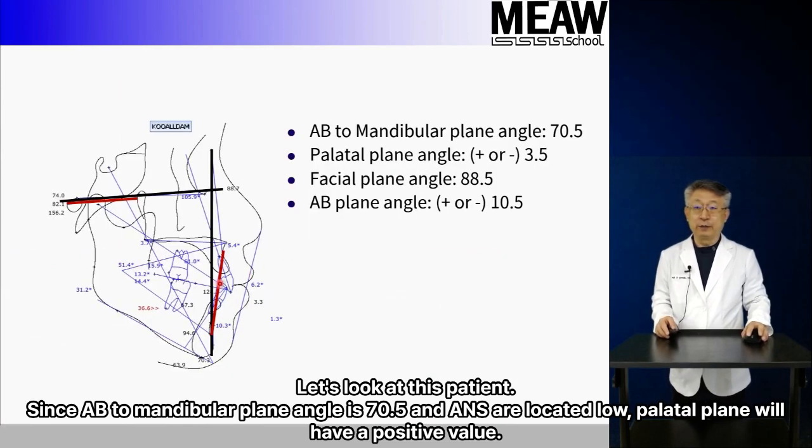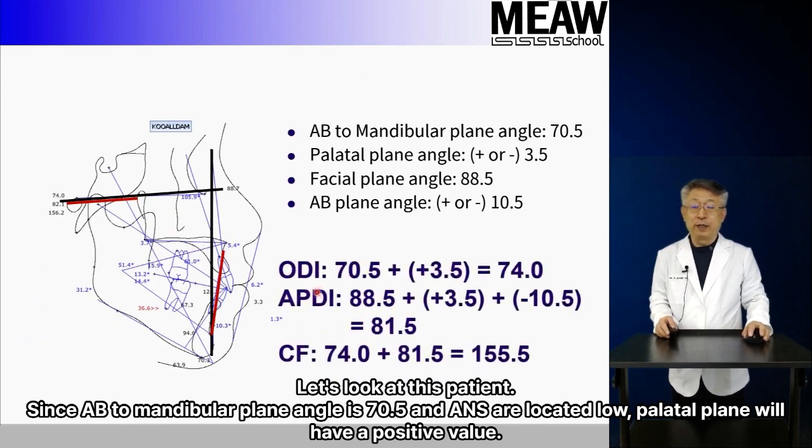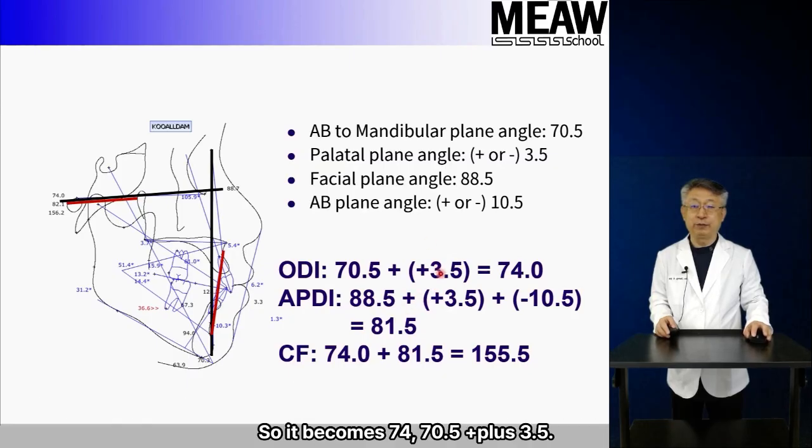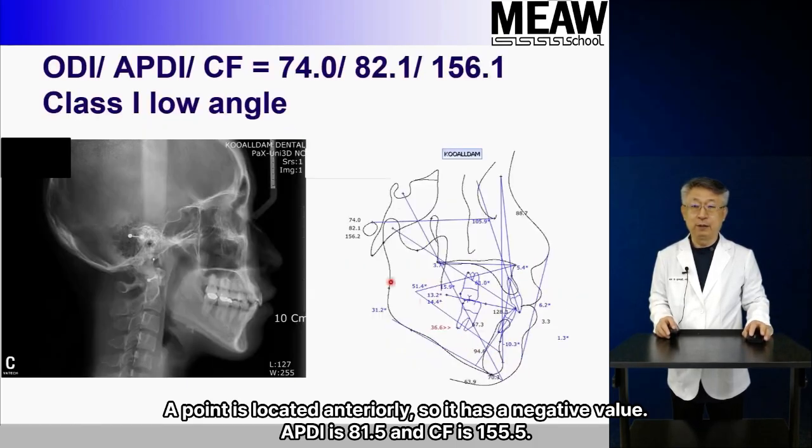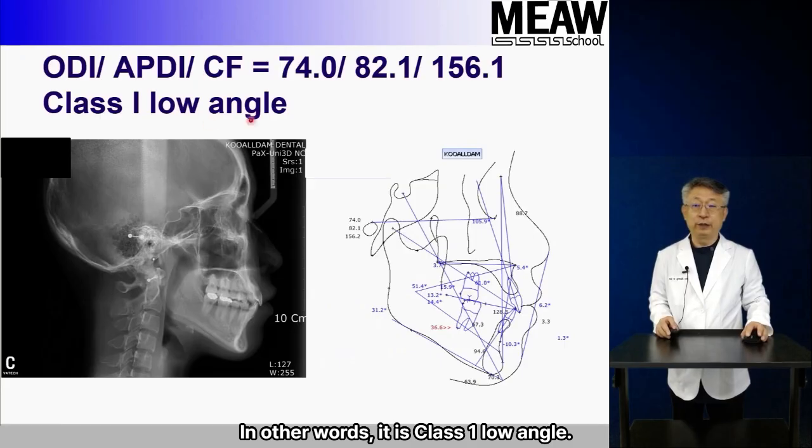Let's look at this patient. Since AB to mandibular plane angle is 70.5 and ANS are located low, palatal plane will have a positive value, so it becomes 74, 70.5 plus 3.5. A point is located anteriorly, so it has a negative value. APDI is 81.5 and CF is 155.5. In other words, it is class 1 low angle.